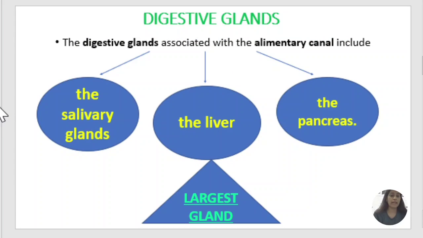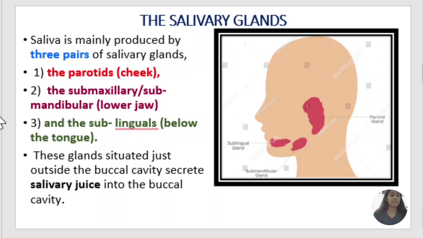Now the digestive glands associated with the alimentary canal include the salivary glands, the liver, and the pancreas. The liver is the largest gland. The salivary glands. Saliva is mainly produced by 3 pairs of the salivary glands. The parotids, which are nearby to the cheek, the submaxillary or submandibular, which are in the lower jaw, and the sublinguals below the tongue. These glands, situated just outside the buccal cavity, secrete salivary juice into the buccal cavity.